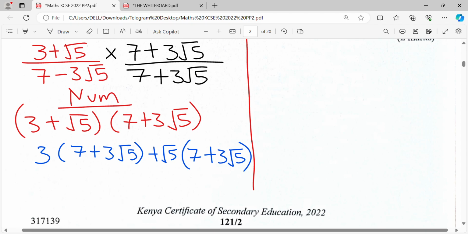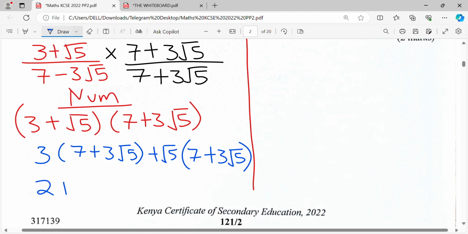To expand is very simple. You just take the first part, you multiply by everything that is on the second part. Then you also take the second number, you multiply by everything that is on the second bracket. That is how you do it. Then from there you just obey the usual laws of multiplying, adding and subtracting Surds. So let's go ahead with this.